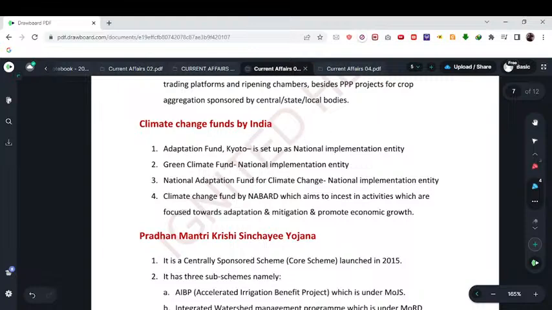Now we know you must have studied about Kyoto Protocol or the adaptation fund which was developed in Kyoto in your environment section. Now the climate change fund by India is set up at the national level to implement the laws of the adaptation fund which we had signed in Kyoto. Green climate fund, it is the national implementation entity for green climate fund.